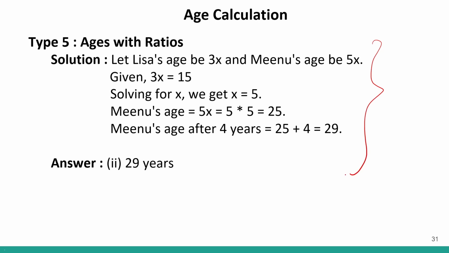So in this lecture we discussed 2 types. There are 5 types. We discussed 3 in the previous lecture. In this lecture we discussed the other 2, and this completes the exercise questions of age calculations.